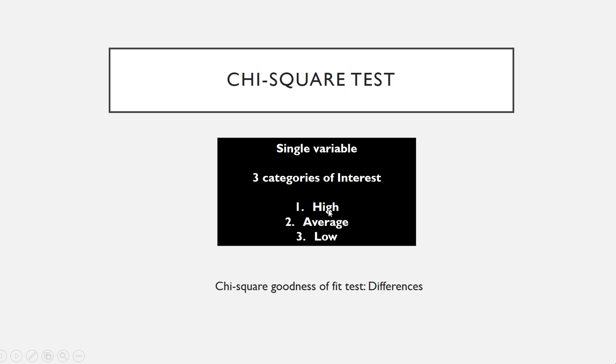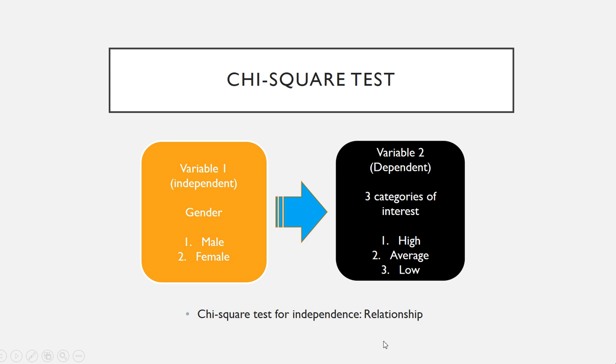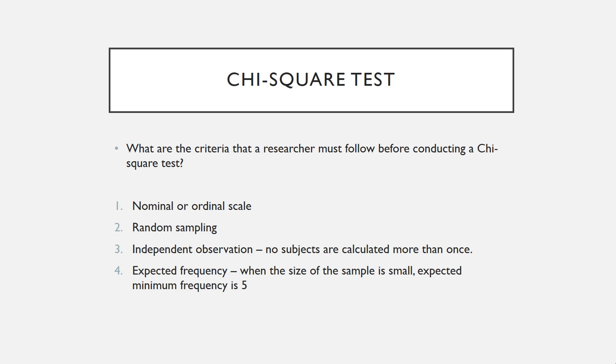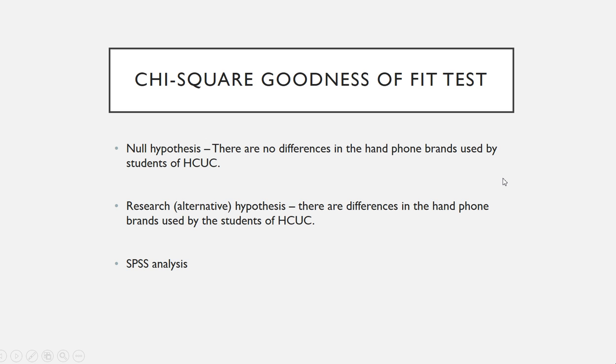Single variable example: three categories of interest. You want to find the differences between how many people choose high, average, and low. And then for independence, whether there is a relationship, for example whether males have higher interest in football compared to females. Nominal or ordinal scale and random sampling are the requirements. These are all examples.